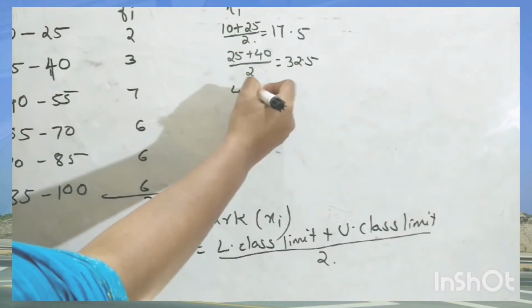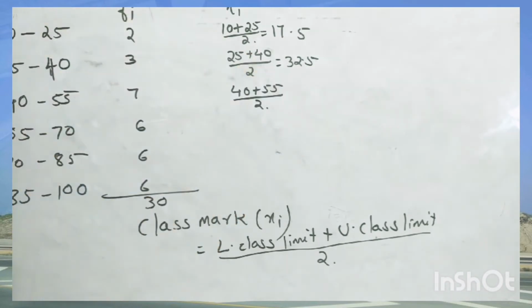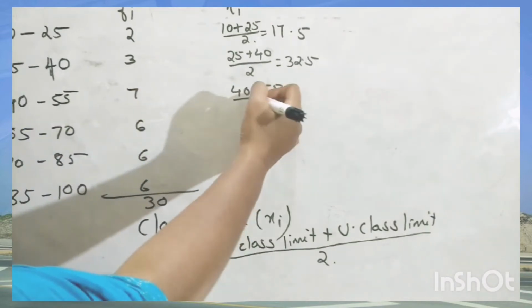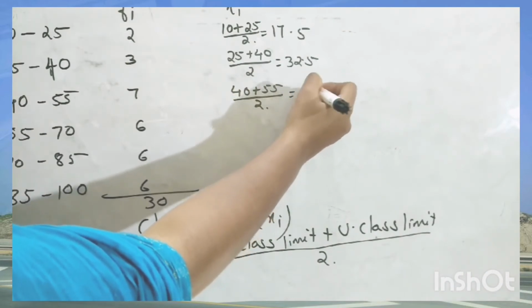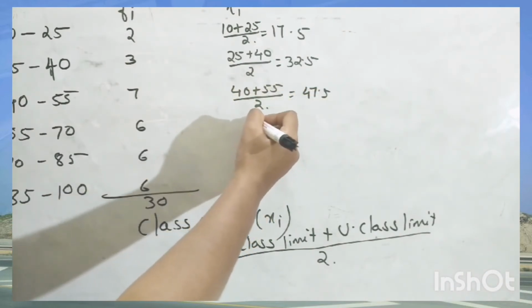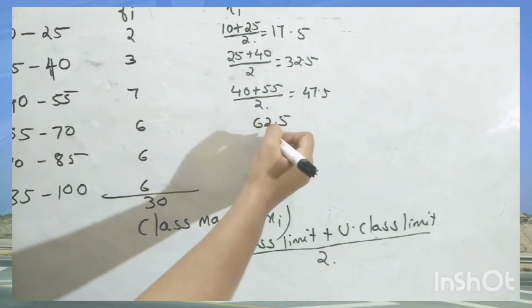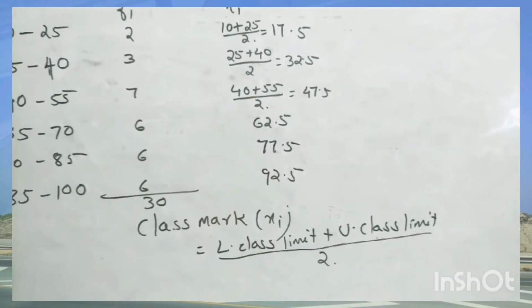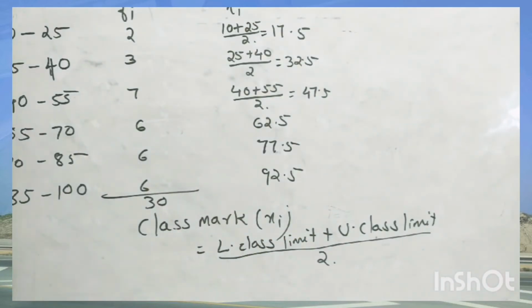Now the third one, 40 plus 55 divided by 2. This is 95, and 95 by 2 is 47.5. And similarly, we will get the next ones as 62.5, 77.5, 92.5. Here we have one extra column to calculate xi, and that xi means class mark, which is lower class limit plus upper class limit divided by 2.